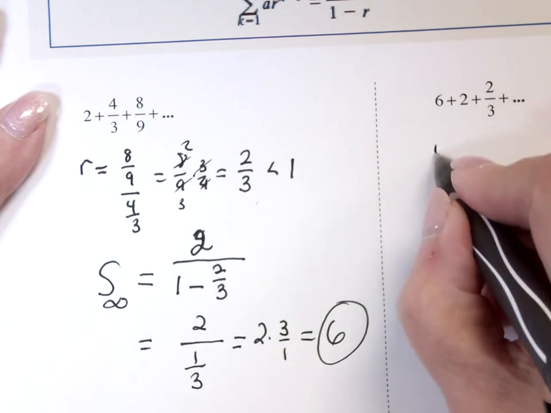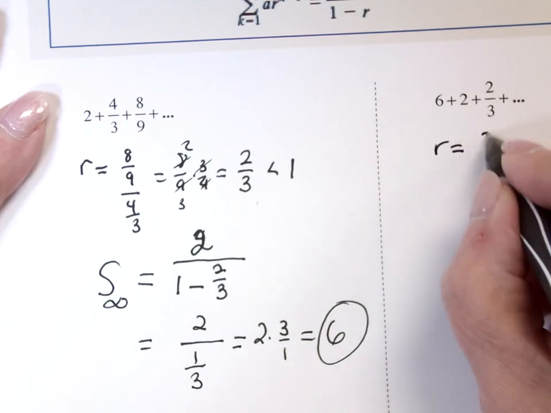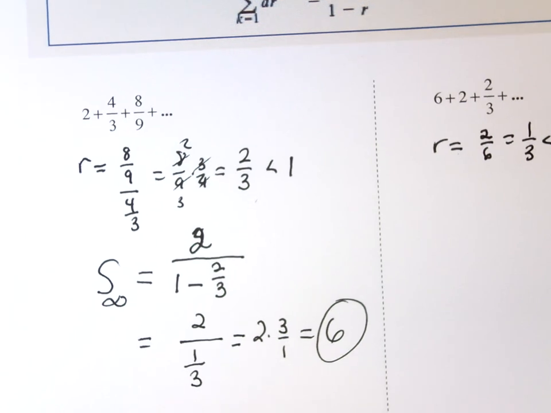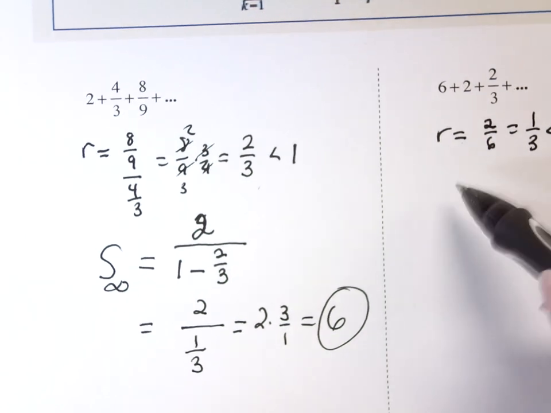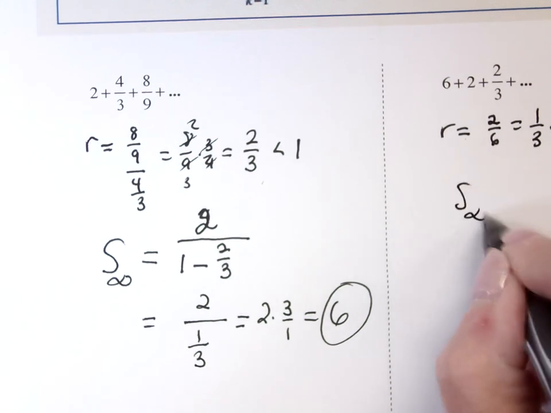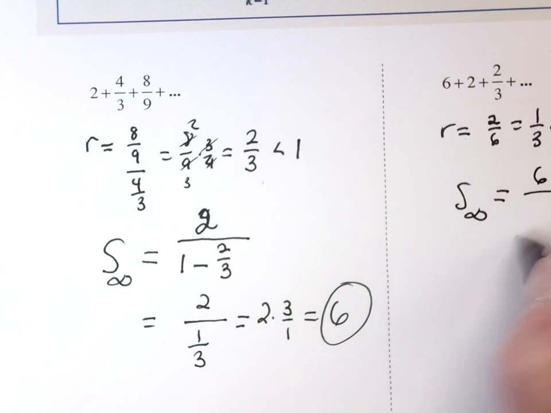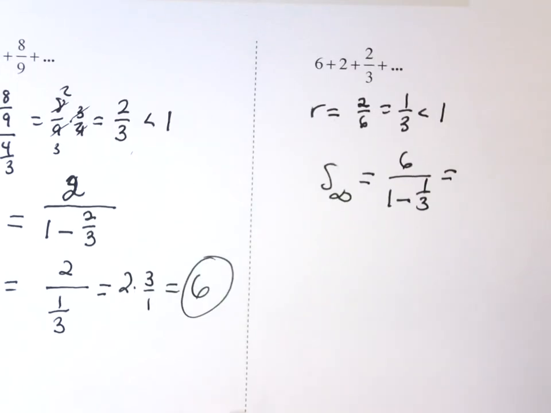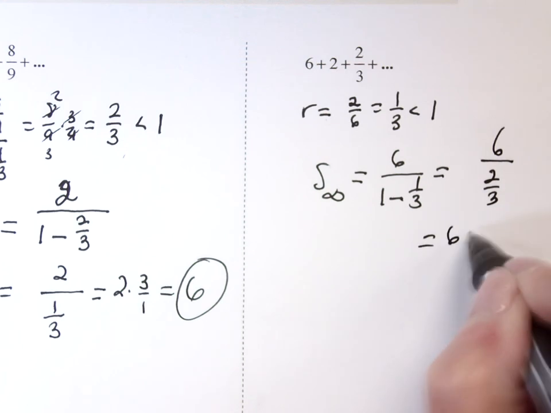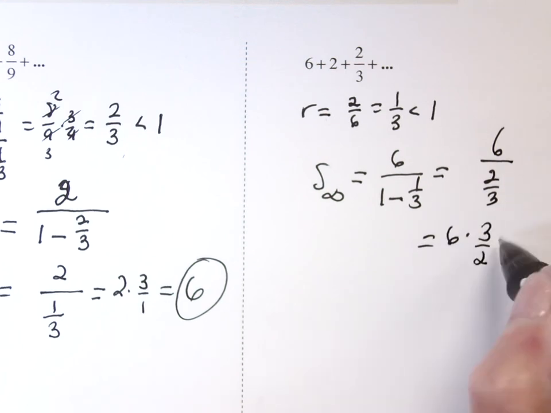So the first thing I need to do is find r, and r is 2 divided by 6, which is 1 divided by 3. That's less than 1. Less than 1 means, yes, it does converge. So s sub infinity is a1 over 1 minus r, and r is 1/3, which is 6 over 2/3, which is 6 times 3/2, or 9.